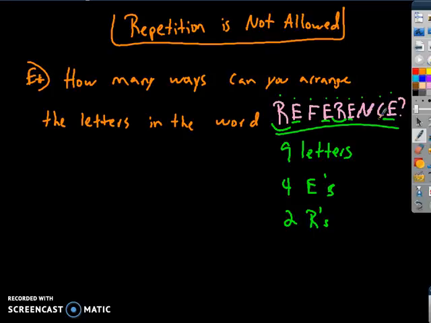So the answer should be 9 factorial divided by 4 factorial times 2 factorial. And that reduces. 9 factorial is a really big number. There's a button for factorial on your calculator. I'm going to show you where it is.